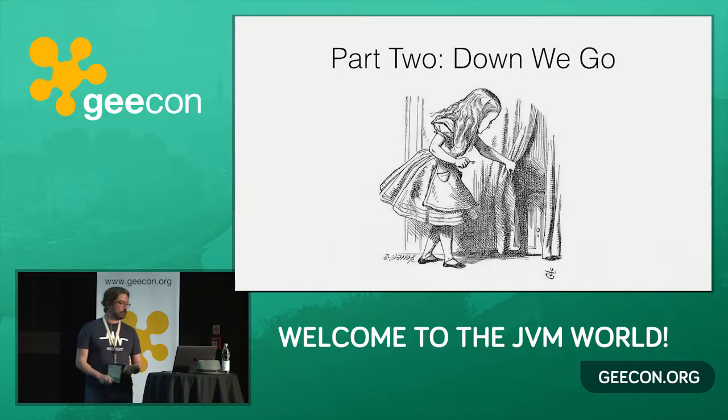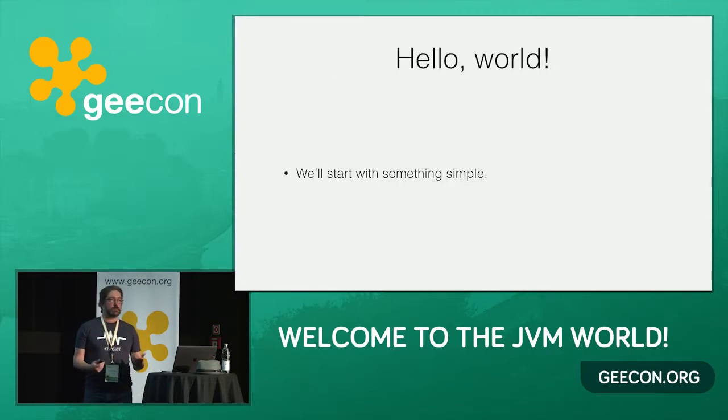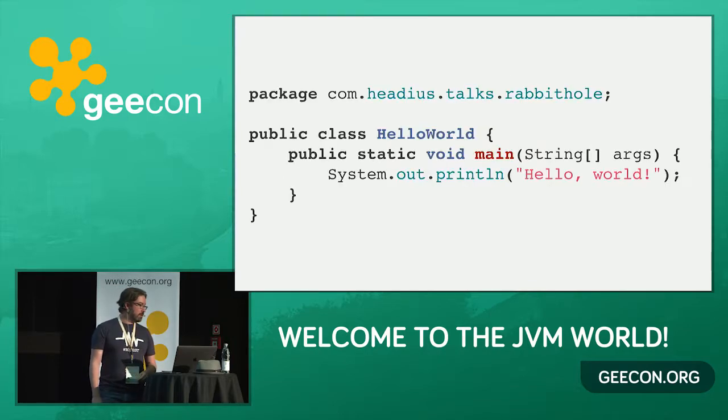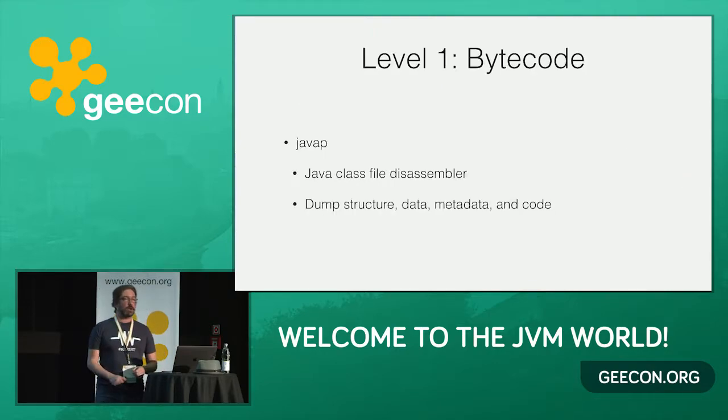All right, down we go. So of course we'll start with the standard place the Java developers start. We'll start with a hello world. Probably the most characters of any hello world in any language in the world, maybe. So here we have our basic hello world, which I think has come up on at least one other JVM talk today. All right, so level one, we'll go down the first level here and see what sort of bytecode we actually get out of this.